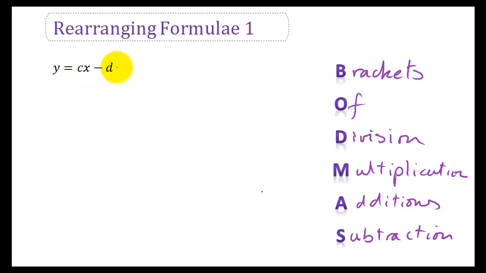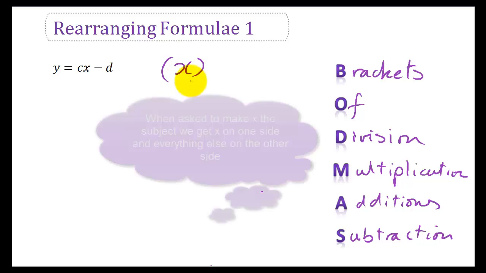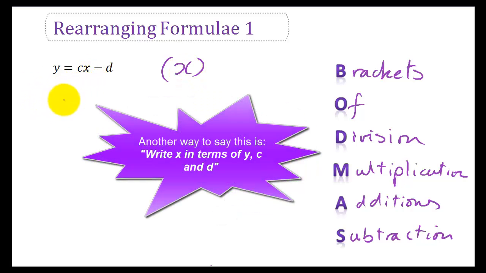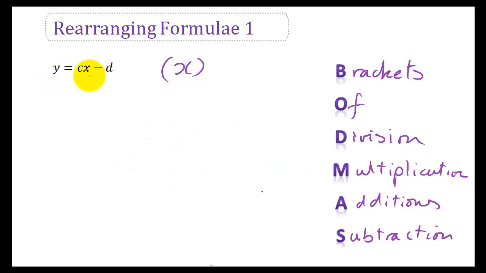Now we're going to look at rearranging formulae. There are two ways to do these, and we're going to make x the subject. So we're going to write everything in terms of x. When we say make x the subject, we rearrange the equation so x is on its own and everything else is on the other side. First of all, you need to know the order you're doing things in. Remember, we do our operations in this order and we undo them in the opposite order.